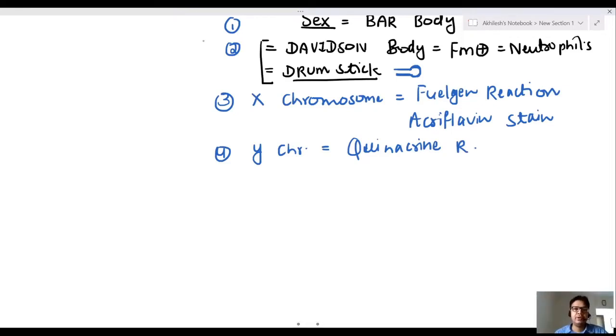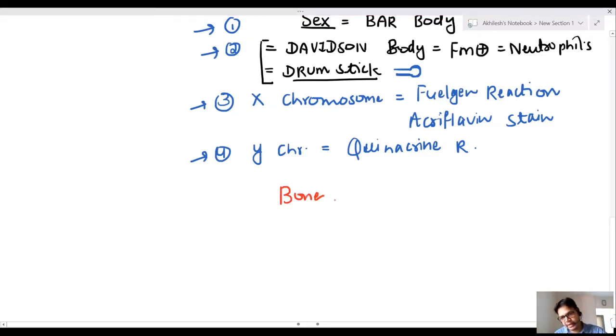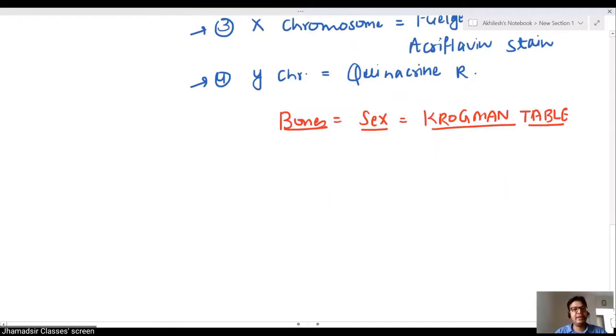So you can see Barr body is in female, Davidson body is in female. For X chromosome, we use Feulgen reaction. And for Y chromosome, we use quinacrine reaction. Even by bones, we can decide sex. And for this, we have a table, that is Krogman table. This is a very important MCQ. By bone, we can decide the sex.